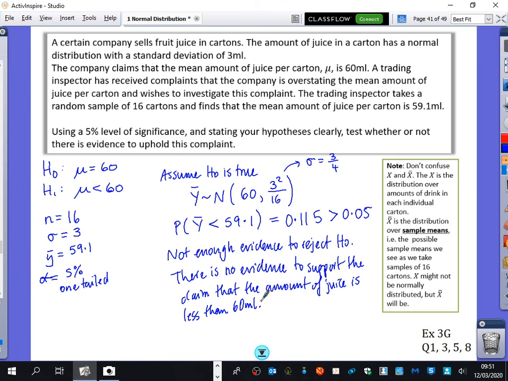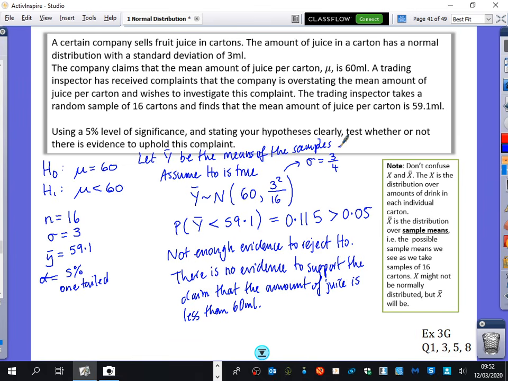Hamza. See how you have to define the test statistics for binomial? Yes. There's actually not a mark for it, but you're right. We should say like, let Y bar be the mean of the sample, means of the samples. So you could say that, but there's not actually marks that are reserved for that kind of thing. So then all I've put in that note is don't confuse X and X bar. X is the distribution over amount of drinks in each individual carton. X bar is the distribution over the sample means. So the possible sample means we see as we take a sample of 16 cartons.